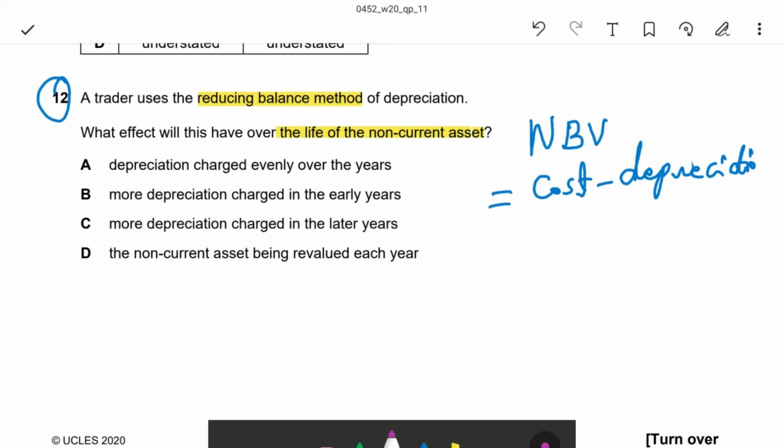Depreciation charged evenly over the year: wrong. More depreciation charged in the early years: yes. First, the business will calculate on cost. Every year it is net book value, meaning the cost of the asset reduced after deducting the depreciation. So the depreciation amount will be high compared to later years. In the beginning the business charges more depreciation. Correct option is B.